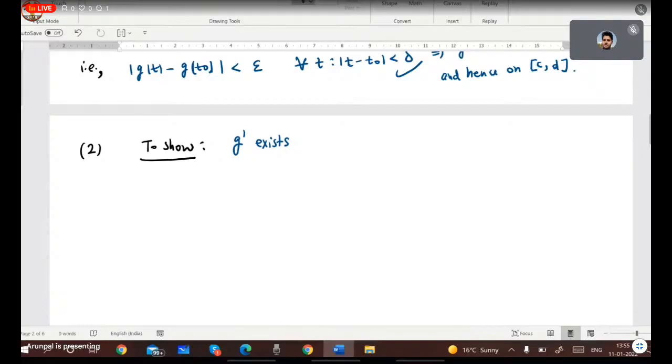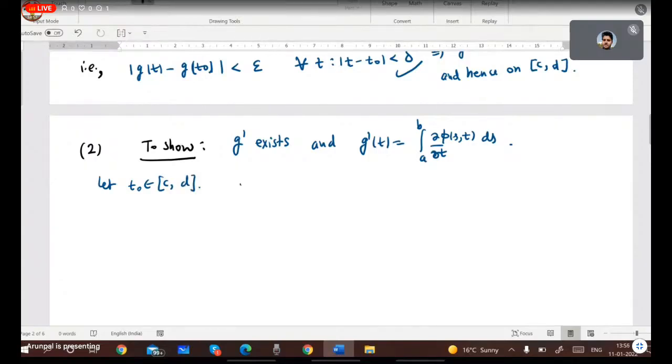I will show that g dash exists, and its derivative is this. And then I will just establish this in one line, that g dash is continuous as well. Now to show that g dash exists, class, let us take t naught to be an arbitrary point in this.